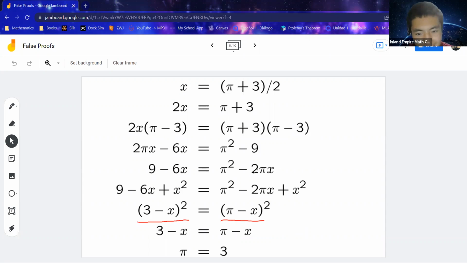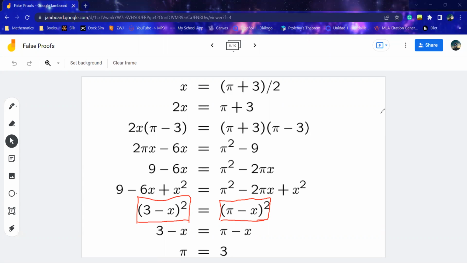Okay, so it seems that we are not quite sure what went wrong. Well, again, the thing that went wrong is the square roots. It's always the square roots. What went wrong with the square root is that the right-hand side is actually correct, right?